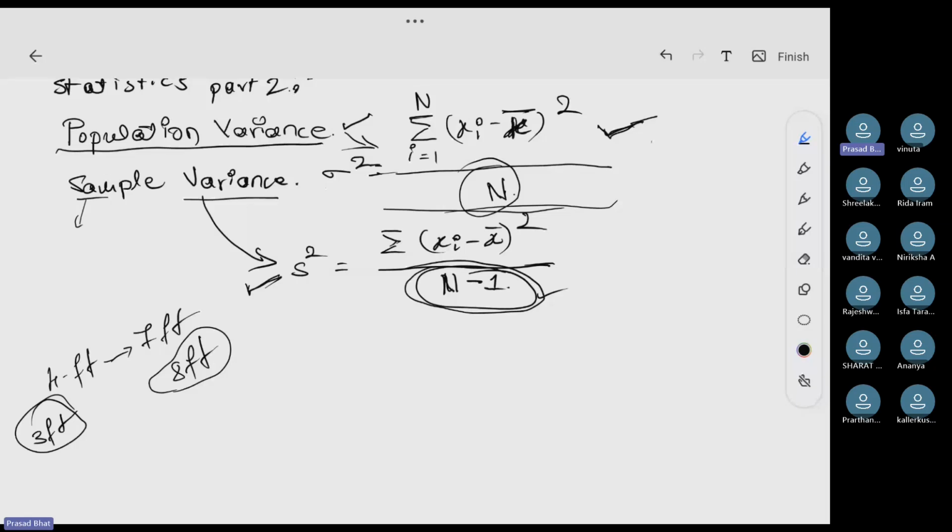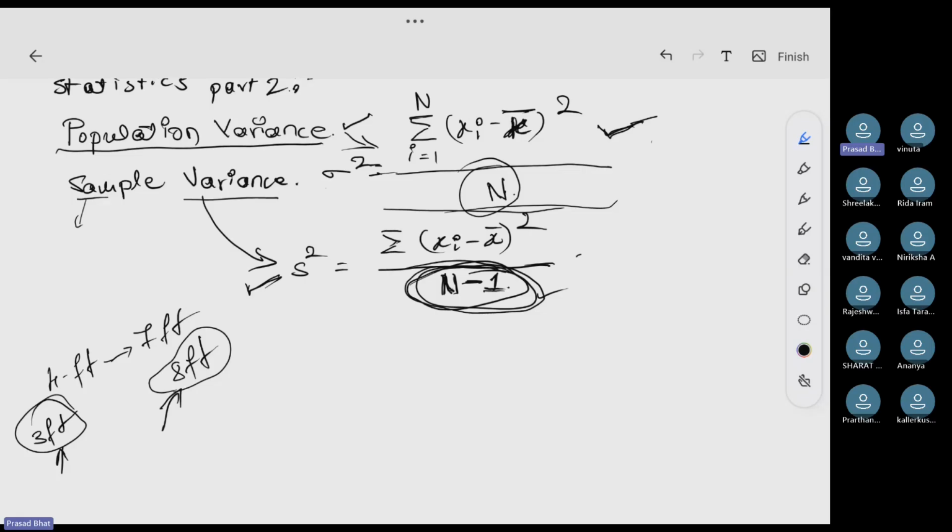So to compensate for the left out values, the spread, the variation from the mean value, whatever is left out, we actually reduce this number by 1. Okay, that is why. What does it do? Reducing this denominator by 1 means what?